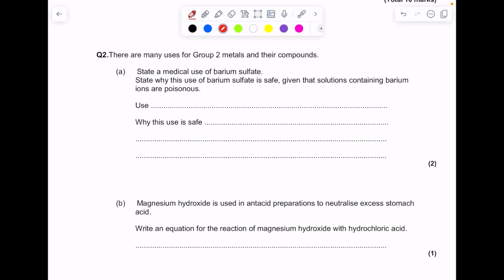Some past paper practice. There are many uses for group 2 metals and their compounds. State a medical use of barium sulfate. State why this use of barium sulfate is safe, given that solutions containing barium ions are poisonous. So the use is as a barium meal. And why is it safe to use in this way? Because barium sulfate is insoluble.